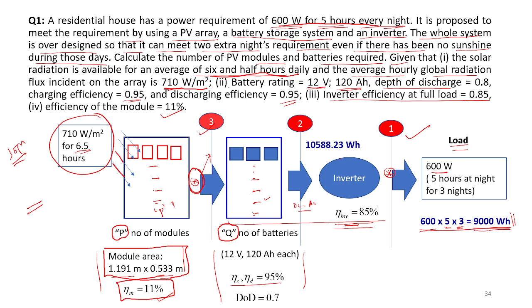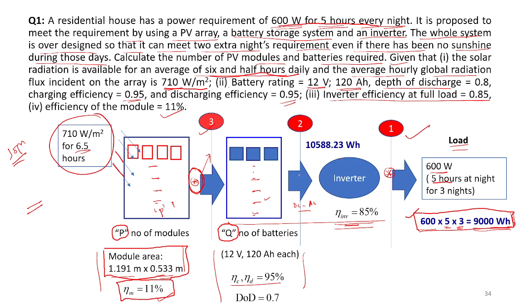Now if you simply do the energy balance, then your load requirement is for 3 nights, so we have to over design it for 2 extra nights. So in total we have to design it for 3 nights, right? And for each night 5 hour operational time is there at 600 watt power requirement. So the total load will be your 600 into 5 into 3, right? This is your load requirement.